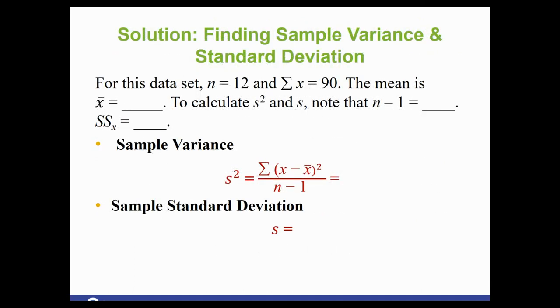So for this data set, we had a sample size of 12. If we added up all of our x's, we had 90. So in order to find your mean, you're taking that 90 divided by the 12 to get 7.5. Now, in order to calculate your sample standard deviation and your sample variance, keep in mind that we need to divide by n minus 1. So in this case, if you take 12 and subtract 1, you're using 11.